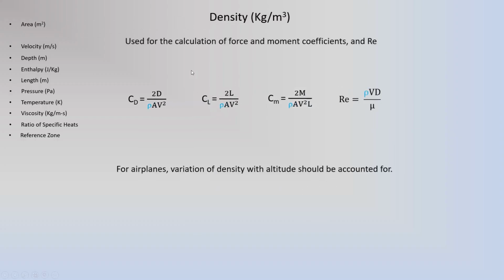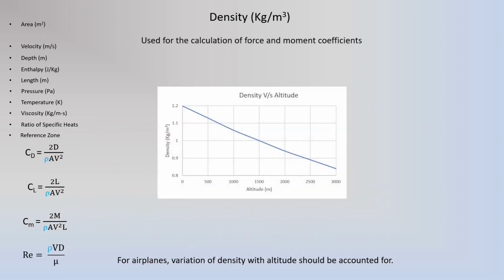Density is required for force and moment coefficients, and Reynolds number. It is taken as the density of free stream. It has a constant value for ground vehicles. But for aircrafts, density varies greatly with height. Its value should be chosen depending upon the height of flight.